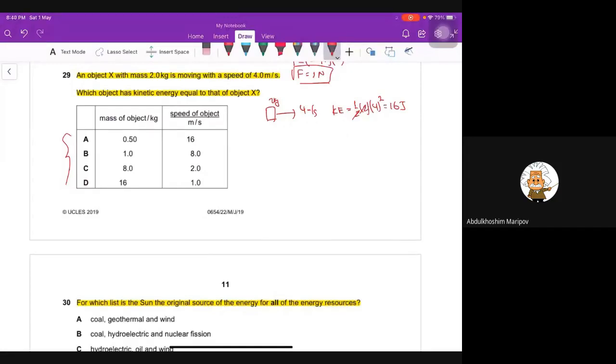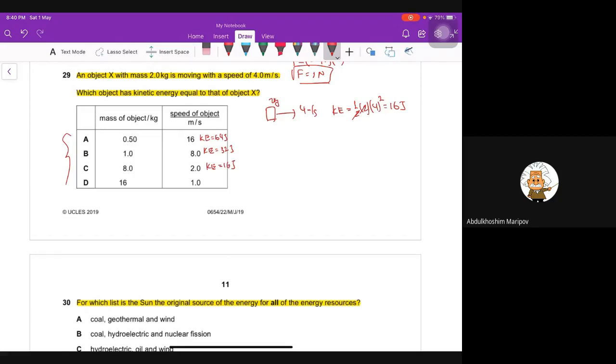All right, let's calculate the kinetic energy of each of them. The first is 0.5 times 0.5 times 16 squared, it's very huge, I guess. It's 64, right? Kinetic energy of this one is 64 joules. The second one would be 0.5 times 1 times 8 squared. This would be 64 over 2, which is 32. Kinetic energy is 32 joules. How about this one? 1 over 2 times 8 is 4. 4 times 2 squared, 4 times 4, 16, right? Kinetic energy would be 16 joules.